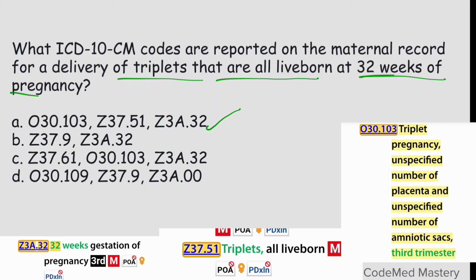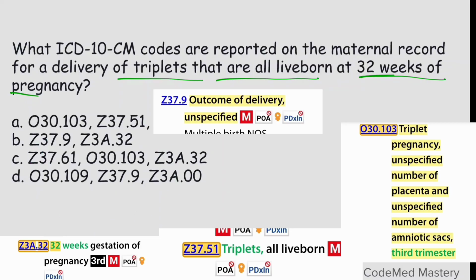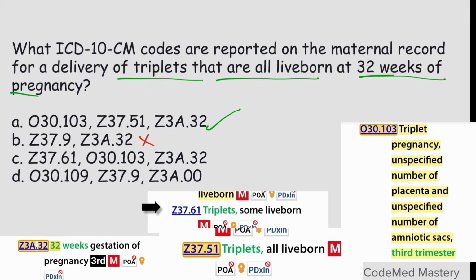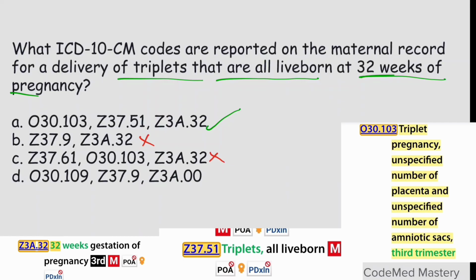In option B, the first code is Z37.9. Z37.9 is for outcome of delivery unspecified. But in the question, they have mentioned triplets are all live born. So we cannot code outcome of delivery unspecified. So eliminate option B. Coming to option C, Z37.61, that is for triplets, some live born. That is wrong because according to the scenario, the triplets are all live born. So eliminate option C. If one code is wrong, the entire option will be wrong.